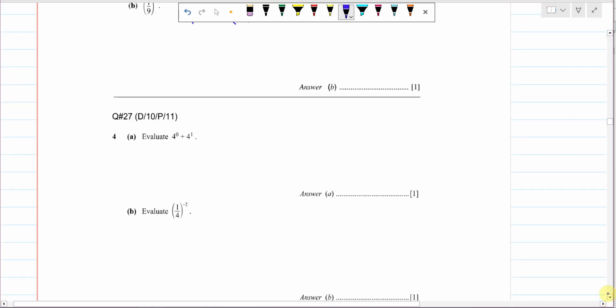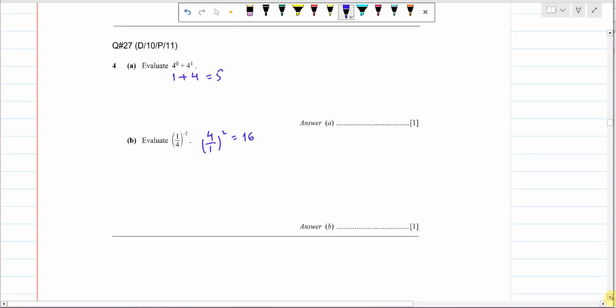After that, 4 power 0 is 1. 4 power 1 is 4. It is equal to 5. 1 upon 4 power negative. So you need to flip that function. So that will be 4 upon 1 and power is 2. It is equal to 16. Next one.